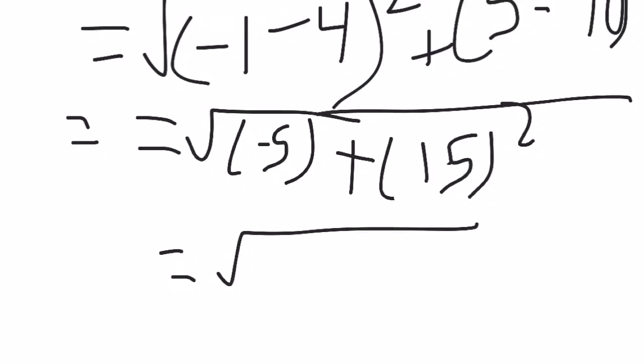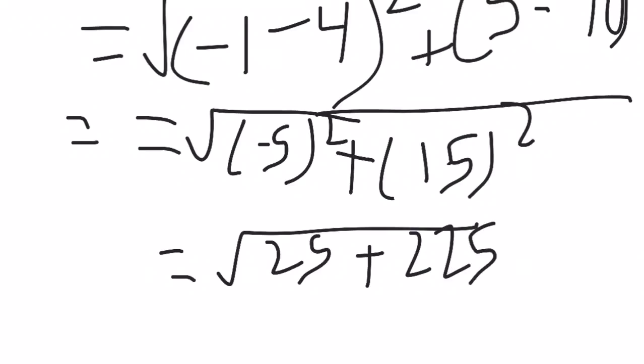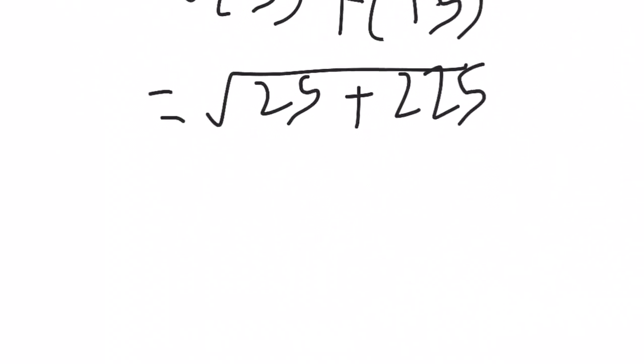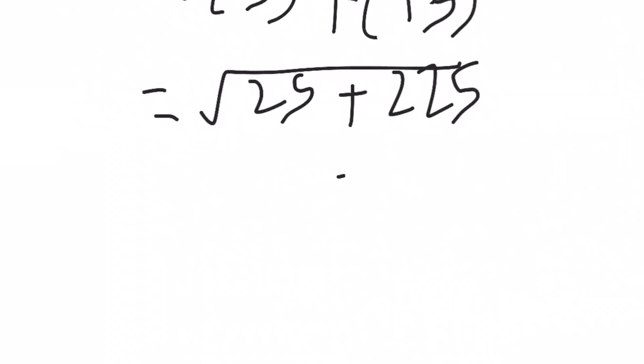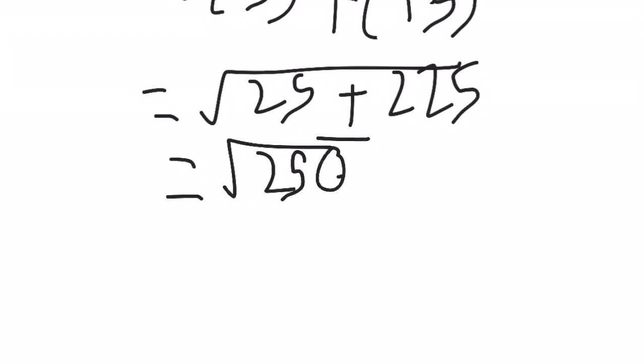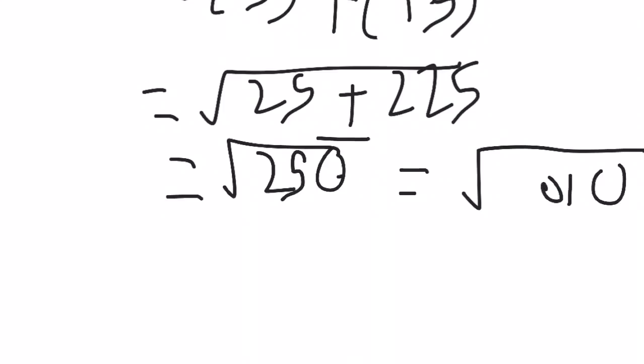So negative 5 squared would be 25. 15 squared would be 225. That would be equal to the square root of 250. And like in the others, so we can add them to see if they are collinear, let's factor it down. We've gotten the others to be something times the square root of 10, so let's factor it down to something times 10.